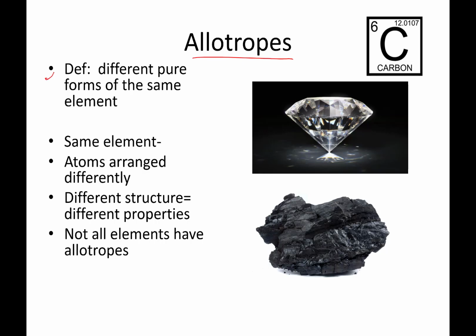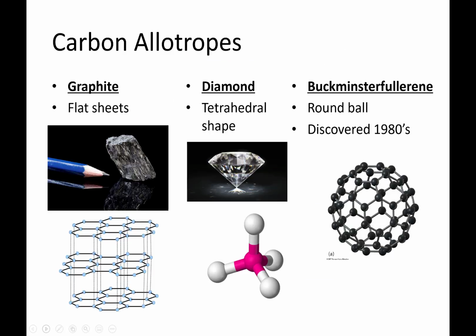Now, allotropes are defined as different pure forms of the same element. Not all elements have allotropes, but some do. And the one that is the most obvious, that you and I have seen pure forms of the most often, is carbon. So an allotrope is a pure form of an element that just is bonded differently. The atoms are arranged differently, and this different structure is going to give these different pure forms different physical and chemical properties. So let's take a look at the allotropes of carbon because these are so interesting.